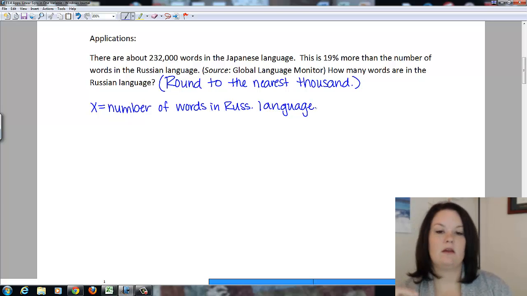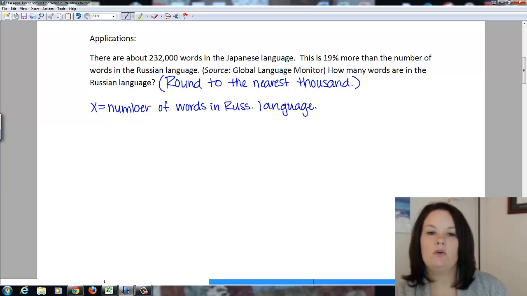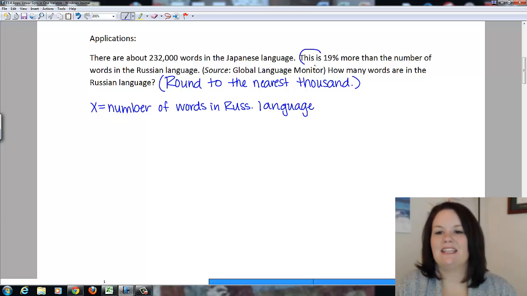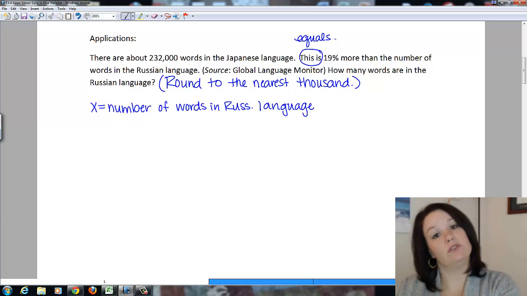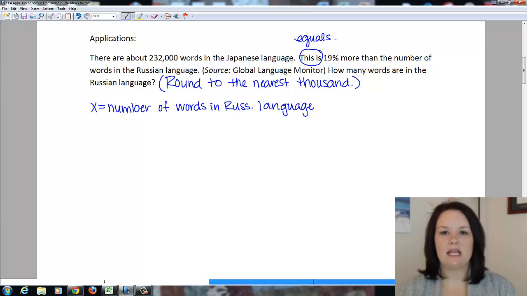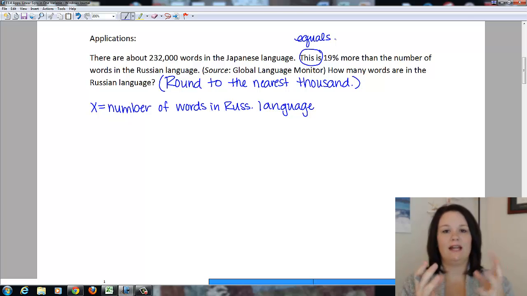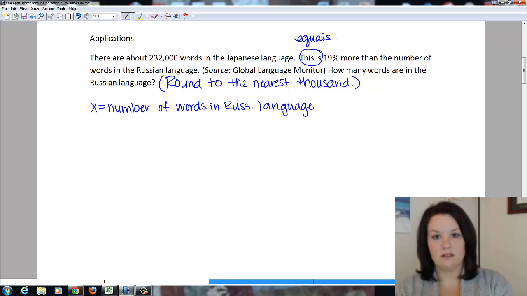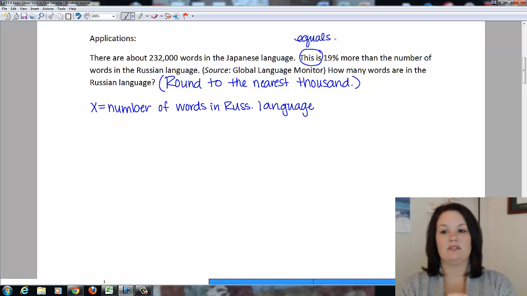So now I want to think about what this is saying. There are 232,000 words in the Japanese language. Anytime you see the words this is, that means equals. Anytime you see is, this is, that means this is equal to. This is the same as, okay? This is 19% more than the number of words in the Russian language. So what that's saying is we're taking the Russian language, and it's not the same as it. It's not the same as 19% of it. It's the same as 19% more.